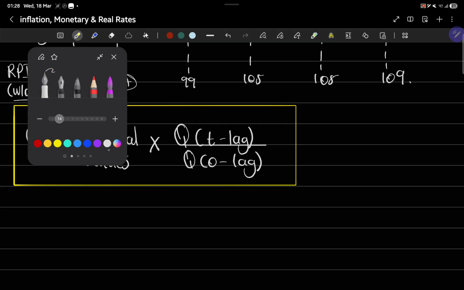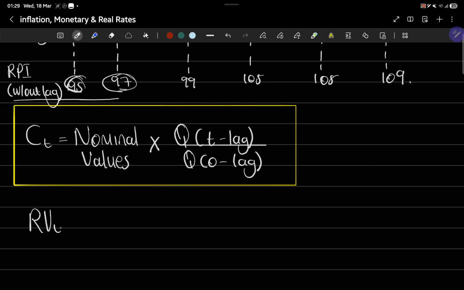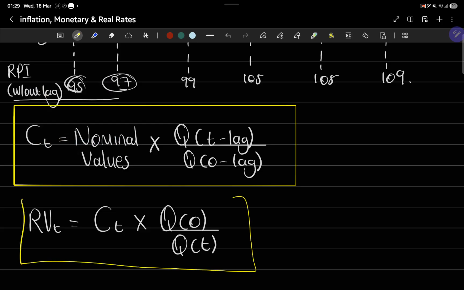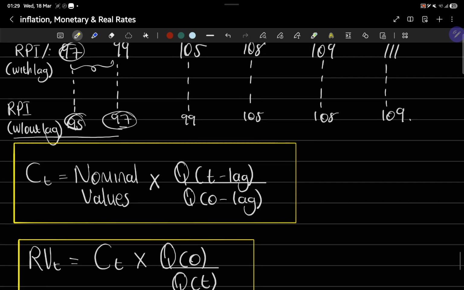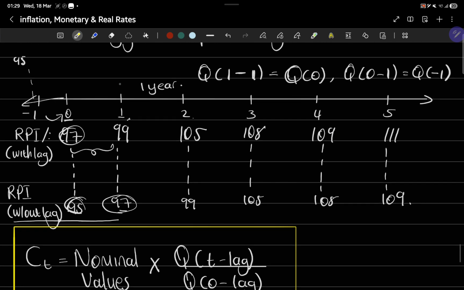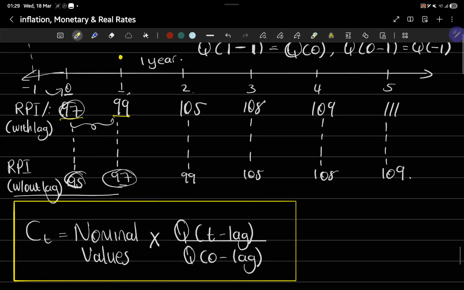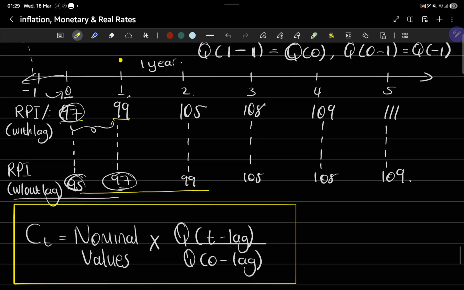And then to get the real values at time t, you take the monetary cash flow at time t times Q0 over QT. Here we don't mind the lag. We deflate it using the ones that we're given. So if we're given a monetary cash flow here and want to get the real value of this cash flow, we just say 97 over 99. We don't worry about what's the lag here. The lag comes into play when calculating the monetary cash flow, where we use the inflation indices without lag.